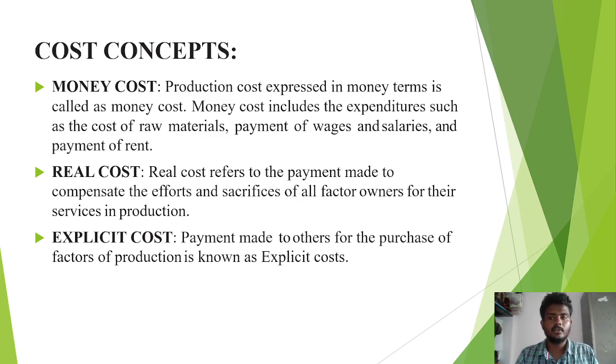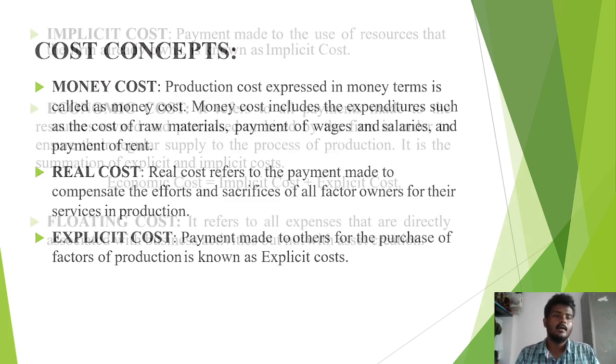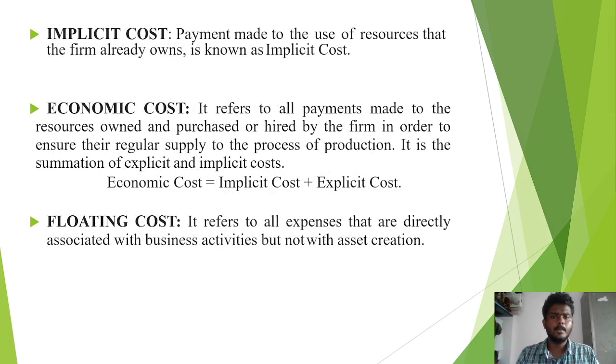The explicit cost is also known as paid out cost, which a firm or production company spends on the salary of the workers, EB bill, rental, transportation, fuel, vehicle engines, etc. Next, we can say the implicit cost. The implicit cost is nothing but the use of a resource that the firm already owns. It is known as implicit cost.